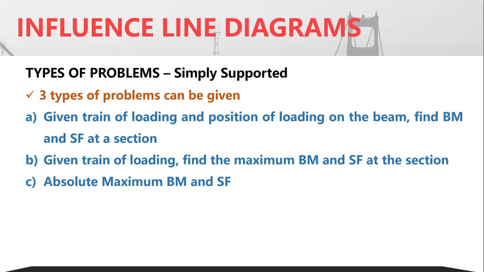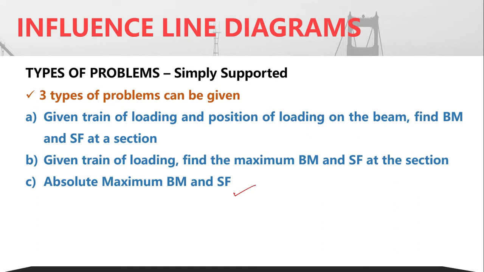So you will have to look for all the possible cases. Sometimes you may require trial and error, sometimes you may not. Depending upon that, you have to look at all the possible cases and find the maximum value of bending moment and shear force. The next is the absolute maximum value of bending moment and shear force. Absolute maximum value means that throughout the beam, there is one section in which the bending moment is maximum, and one section in which the shear force is maximum. So what is that maximum value of bending moment and shear force?